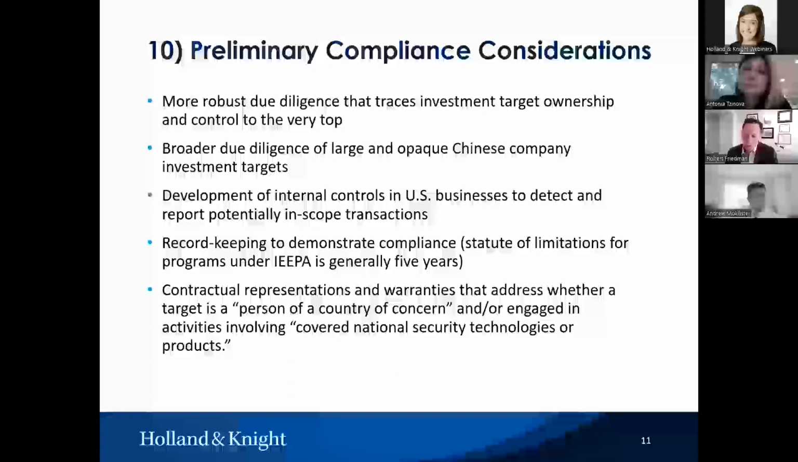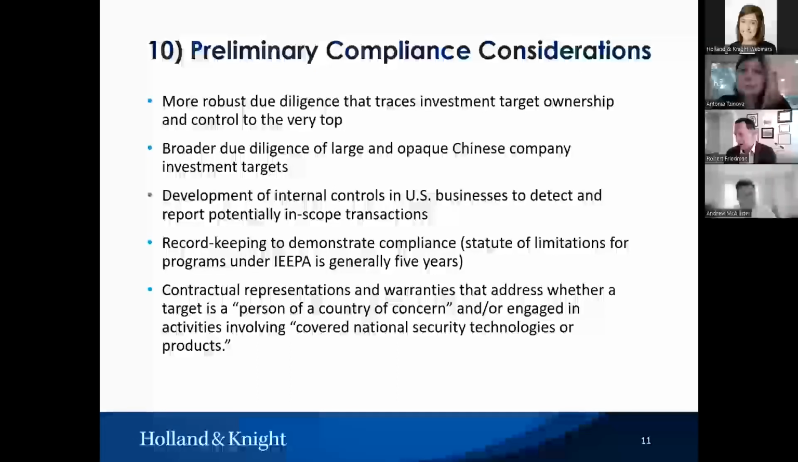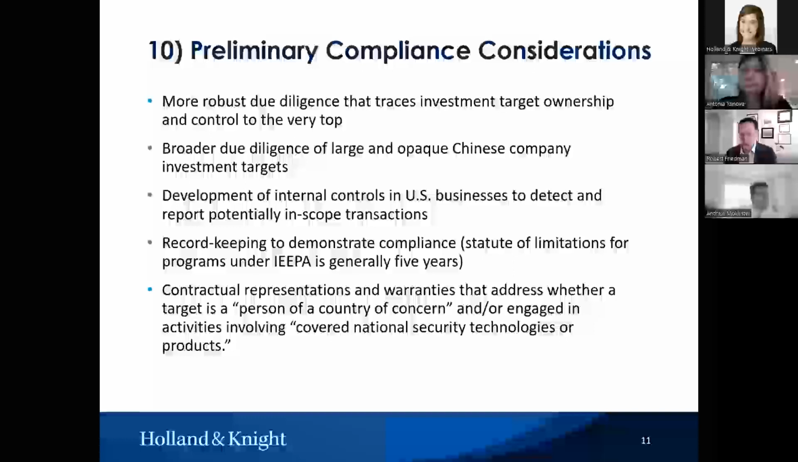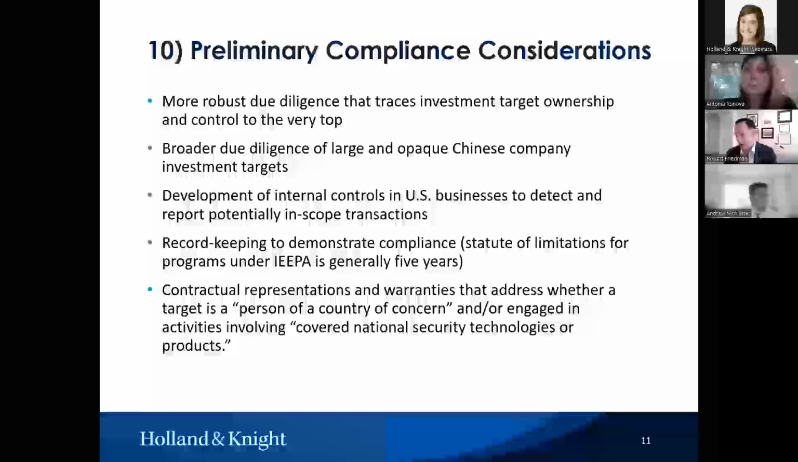So for U.S. investors, it's important not only to do diligence up to the top of the ownership chain, but also do a broader diligence within all of the operating entities or affiliates of Chinese companies to determine whether there could be business units or activities that would be covered, even though the aspect of the Chinese company that you're engaging with or investing in is not obviously covered.